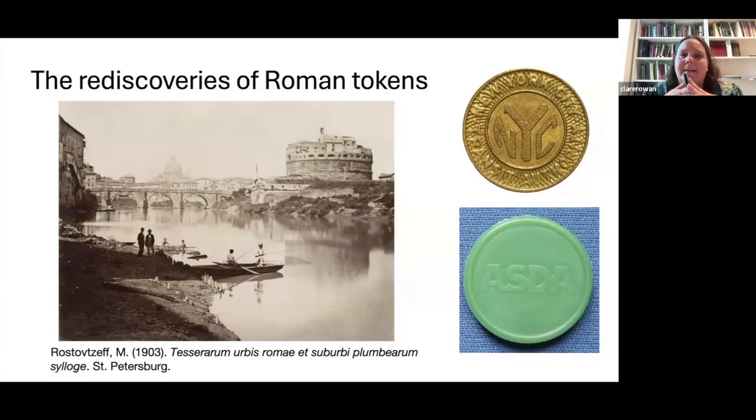So essentially, when I began the project, Roman tokens had almost been forgotten. So when they were dredging the Tiber in Rome to build the walls to stop Rome flooding, they found thousands of tokens in the river. And from there, various studies were made, the most influential of which was Mikhail Rostovtsev, who looked at them for his Habilitationsschrift. So this is like a second PhD. He published a catalogue in Latin as part of the project.